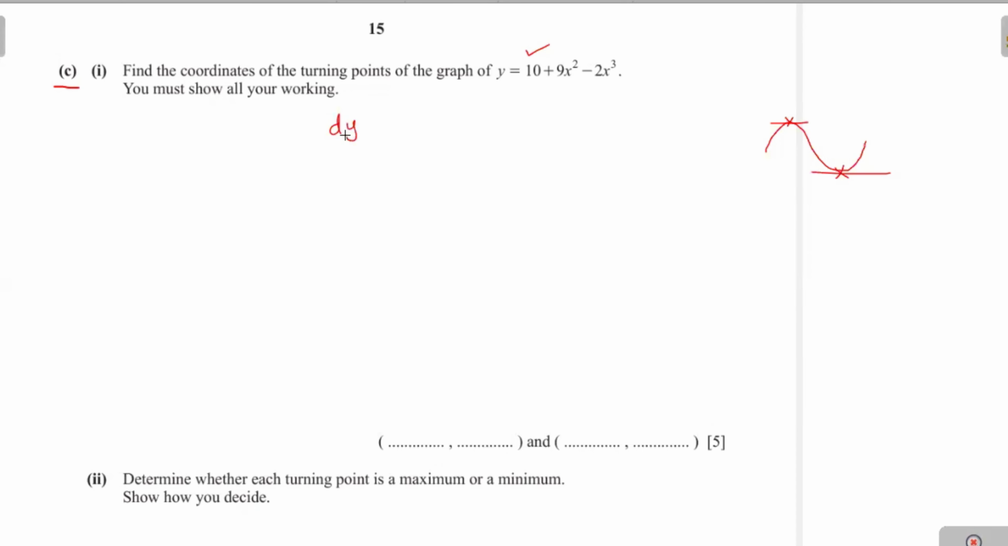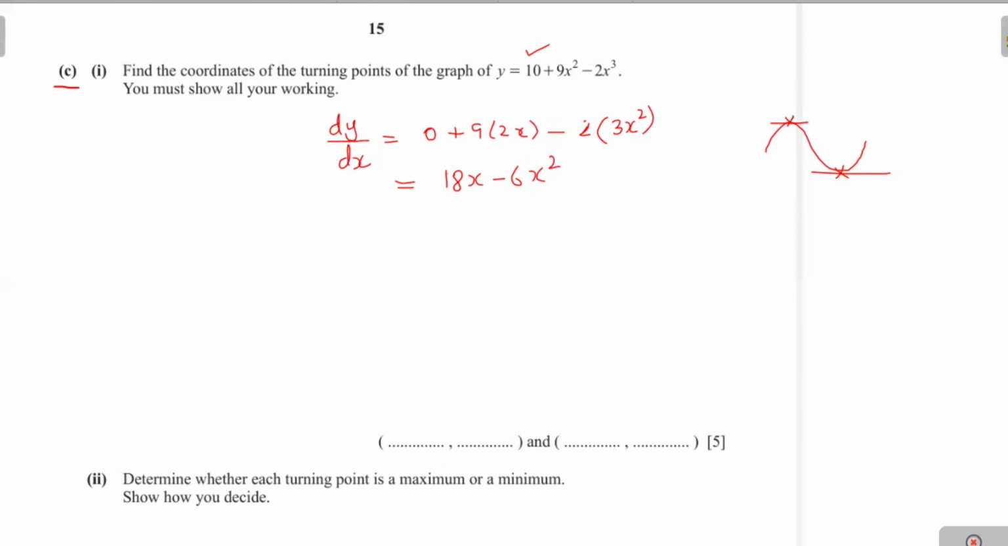Firstly, we take the derivative dy over dx. And the derivative of the right side: the derivative of 10 will be 0. The derivative of 9x squared will be 9 into 2x. And for the derivative of minus 2x cubed, we write minus 2 as it is. The derivative of x cubed will be equal to 3x squared. And this value will be equal to 18x minus 6x squared.